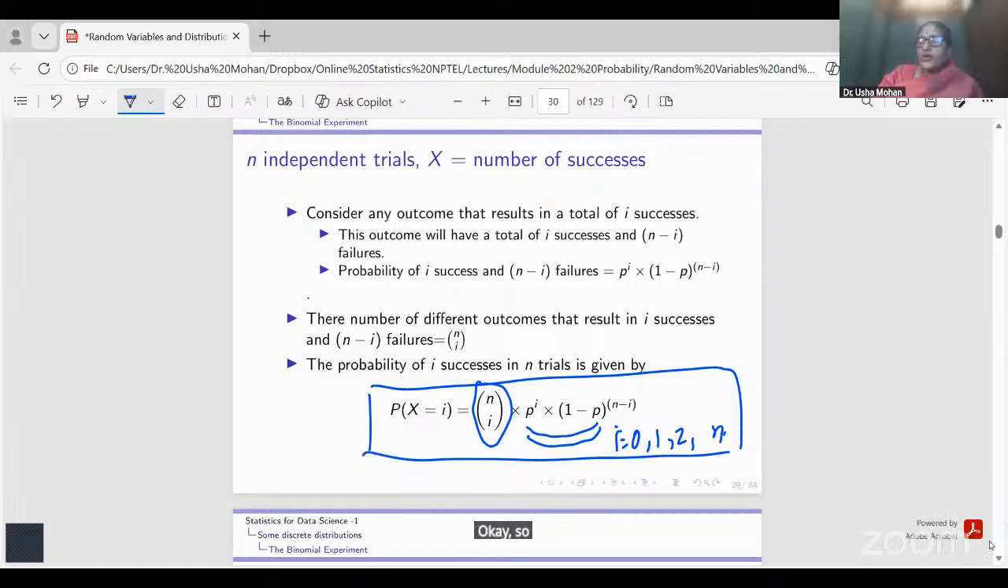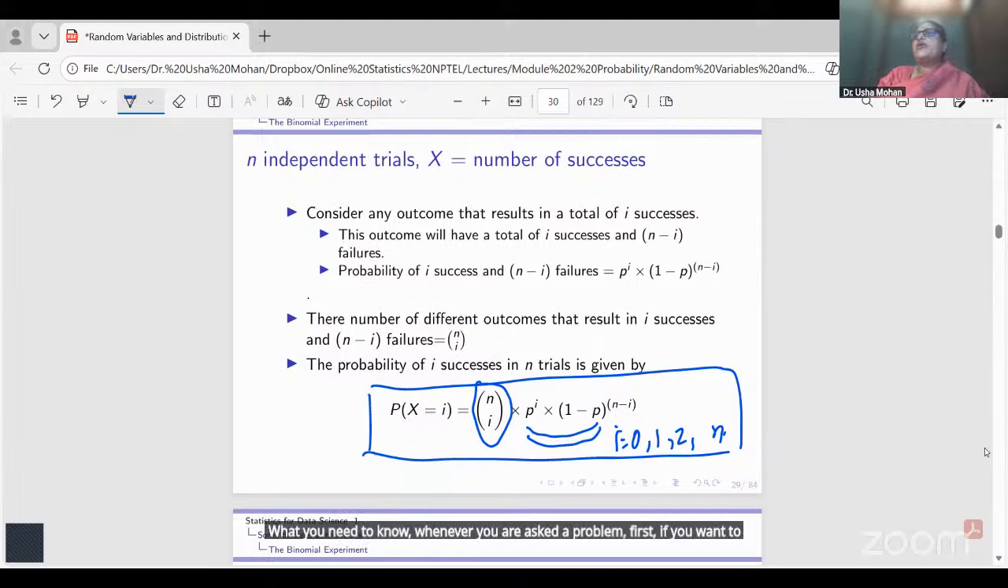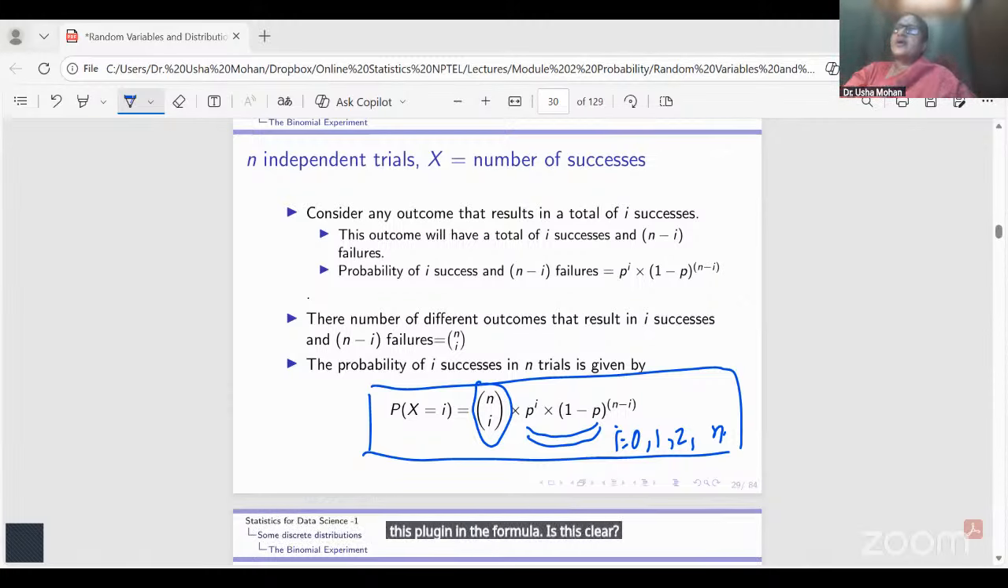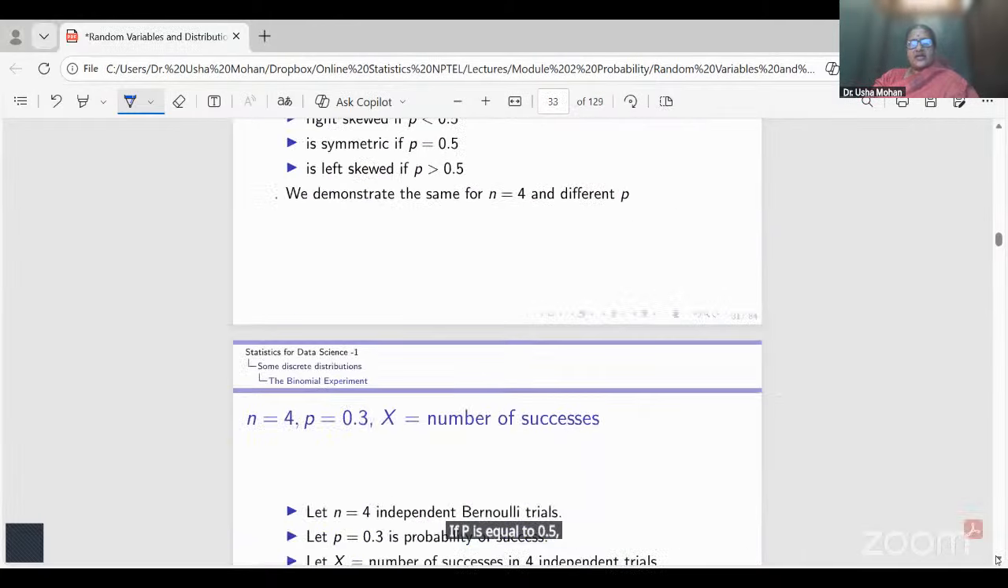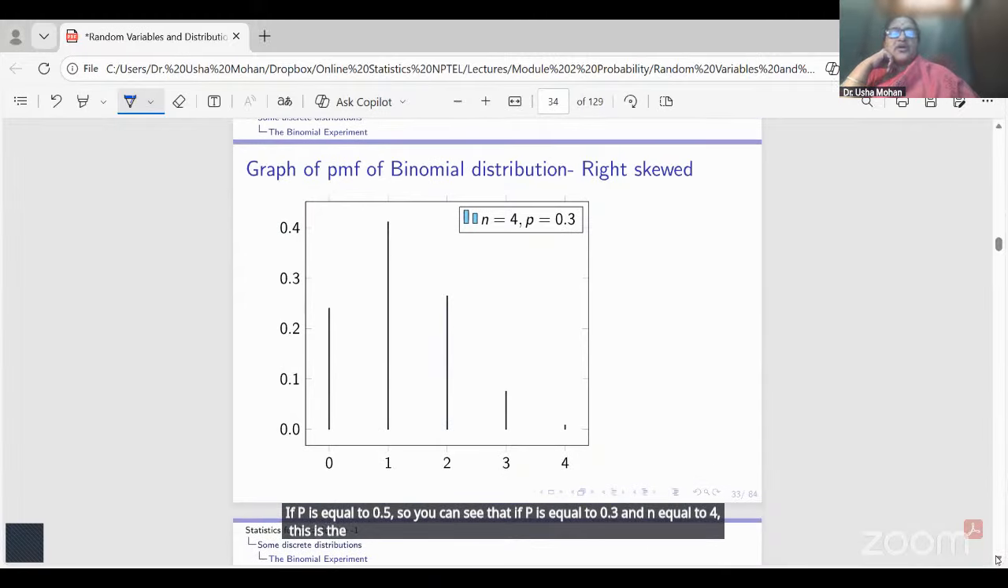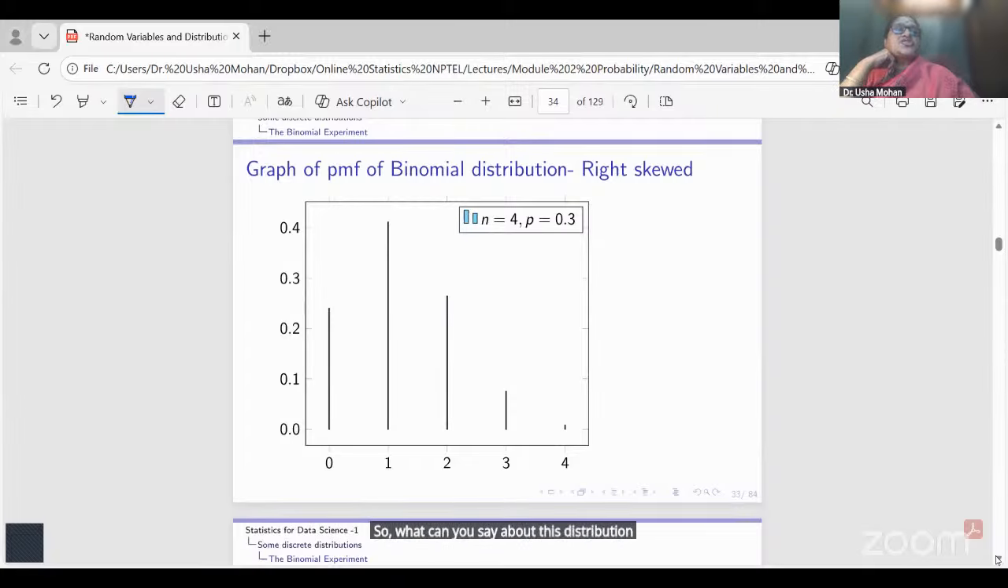So now what you need to know, whenever you are asked a problem, first, if you want to apply it as a binomial distribution, check the IID condition. That is very important. Once you check the IID condition, then you understand what n and p are and just plug in the formula. Is this clear? So let's look at how the distribution looks. If p is equal to 0.3 and n equal to 4, this is the distribution. So what can you say about this distribution? It is right skewed. Is that clear?